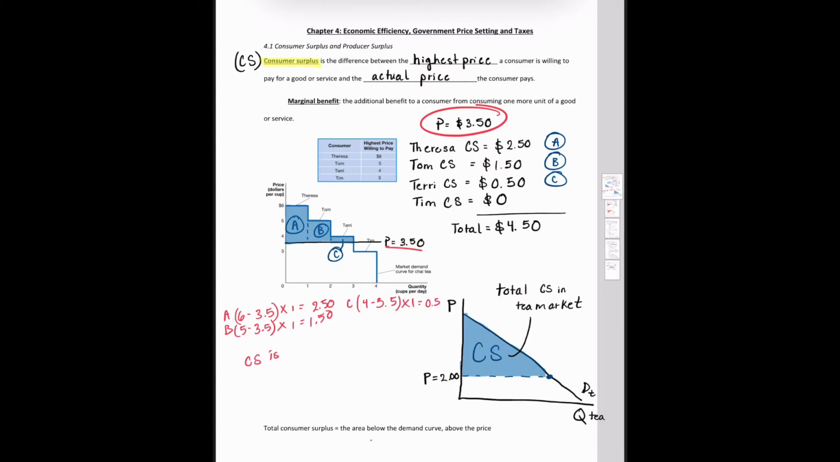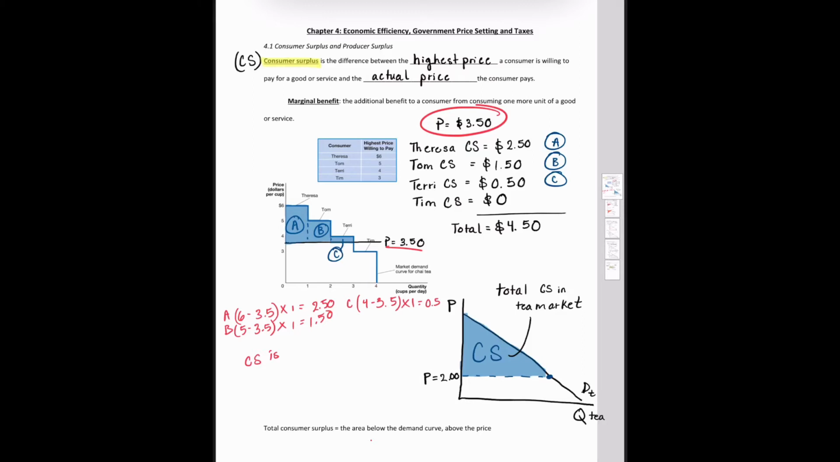So going back to chapter 3, when we defined the demand curve and what it showed, remember the demand curve showed us what consumers were willing to pay, or how much consumers were willing to purchase at a given price. In this case, what is this stair-stepped curve representative of? It's the demand curve.